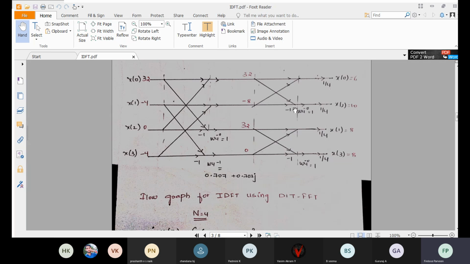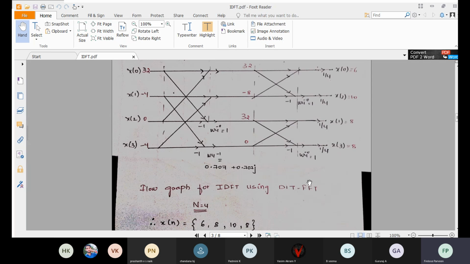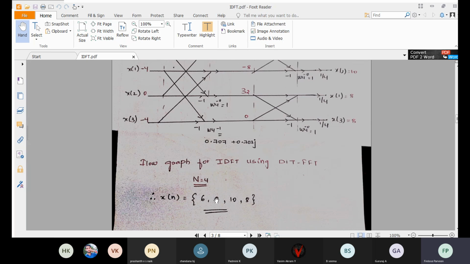So here, 32 minus into minus plus, that becomes 40. Again W4 to the power of minus 0, it is 1. So 40 divided by 4. So what you'll be getting? It is 10. Here again, 32 plus 0, what will we be getting? 32. 32 divided by 4, 8. Next, 32 minus 0, so again it is 8. So what is the answer you will be getting? It is 6, 8, 10, 8.